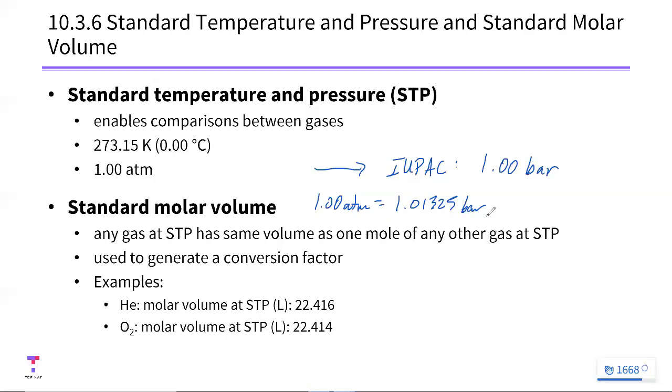So it didn't matter if you had a really heavy gas like sulfur hexafluoride or a really light gas like helium. Same prospect, same value, same everything. 22.4 liters was equal to 1 mole at those conditions. Under the IUPAC system, again, slightly different. 1 mole of gas is 22.7 liters in that scenario.